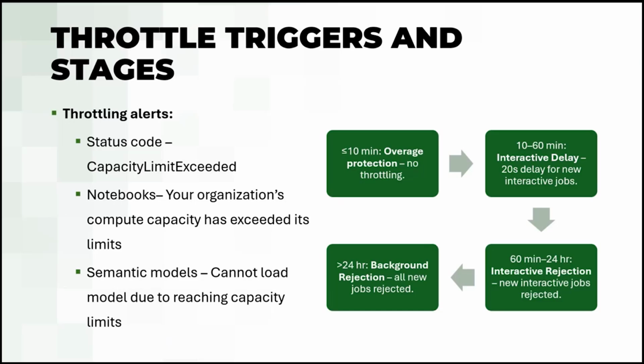If the capacity can't sustain that 60 minutes to 24 hours, we get interactive rejection, so users are refused to play on the platform. If it's more than 24 hours, that's when we've got real issues. That's when background rejection happens, so that's when you're going to see your data files failing. Any new job will not be able to overtake the existing job.